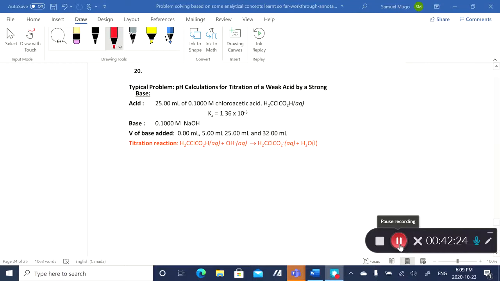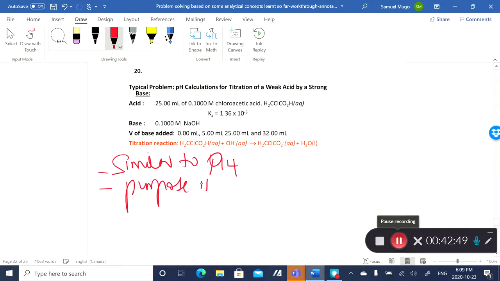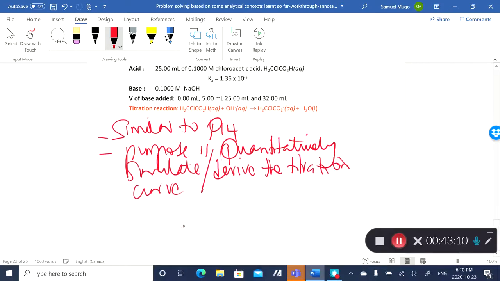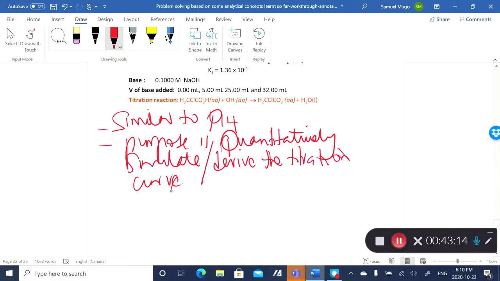So my last problem here is a titration reaction, but in this case we are doing acid-base titration. You can see it's very similar to question number 14, because the purpose of this problem is for you to quantitatively simulate, or even derive, the titration curve. And that way you see the chemical entities that are taking place in this problem.